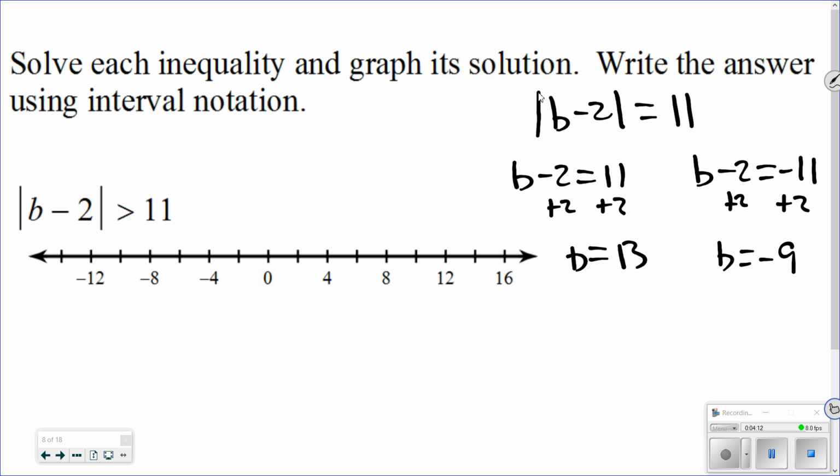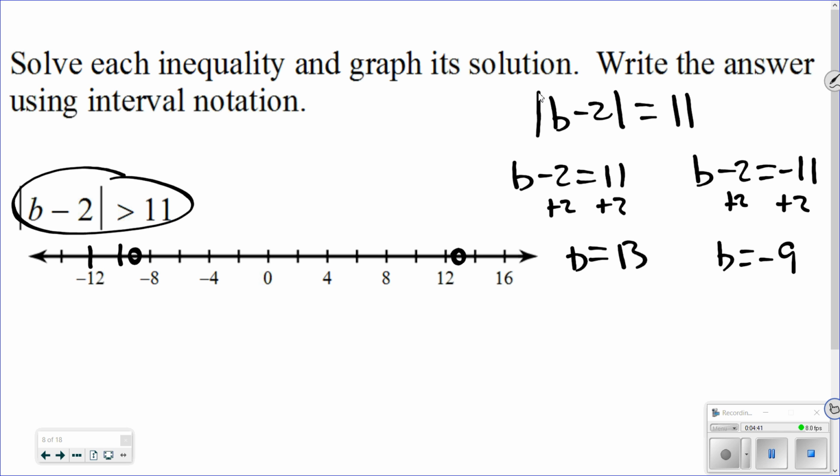Next, I'm going to take those two and plot them on my graph over here. So I'm going to put a point at 13. There is no equal sign over here, so I'm going to do an open dot at 13. And then at negative 9, I've got to be careful there. We're going by fours, right? This is 12. This would actually be 14 there, so 13 would be somewhere in between there.